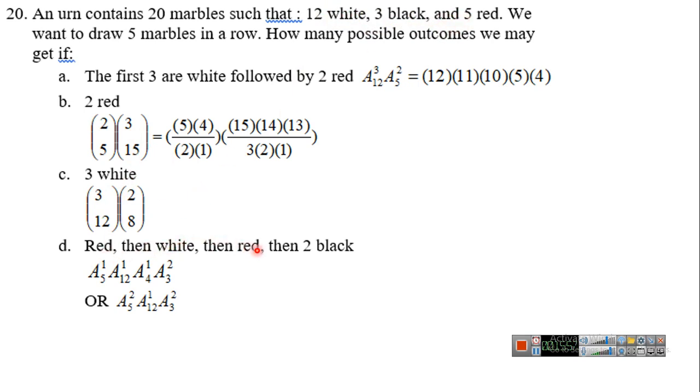Red, then white, then red, then 2 black. So order here important, so it's arrangement. How many red I have? 1, 2, so arrangement 2 out of 5. How many white I have? Only 1, 1 out of 12. How many black I have? I have 2 out of 3.